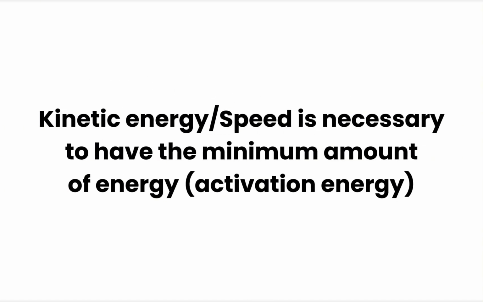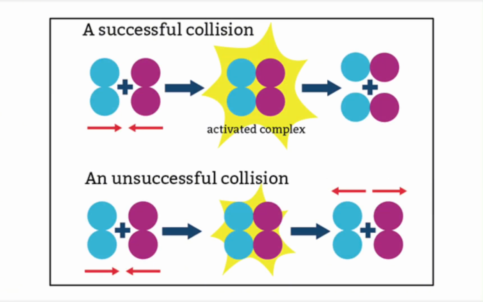Now, our last factor in order to have a successful chemical reaction is kinetic energy or speed, because it's necessary to have the minimum amount of energy, also known as activation energy. For example, as we can see here in this image, a successful collision happens when there is an activated complex present, meaning that there's a minimum amount of energy.